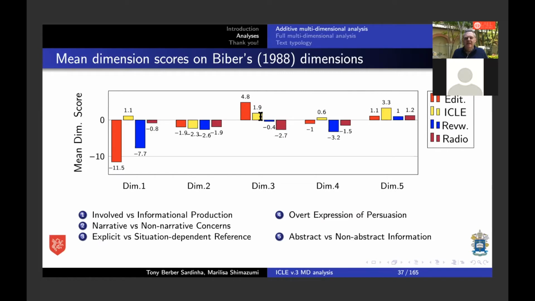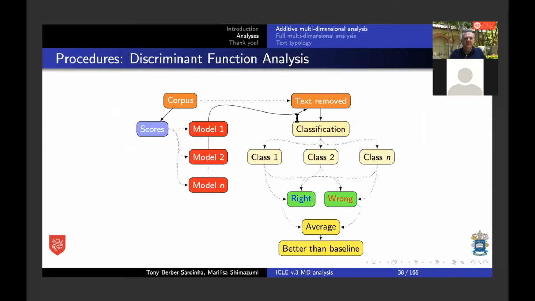So here ICLE is siding with the editorials. With respect to persuasion, the ICLE essays are a little bit more persuasive than the other ones. And in terms of abstraction, the ICLE essays are much more abstract, all right, than the other registers. So if you look at the yellow bars, except for here, you'll see the ICLE essays have a distinct profile, right?